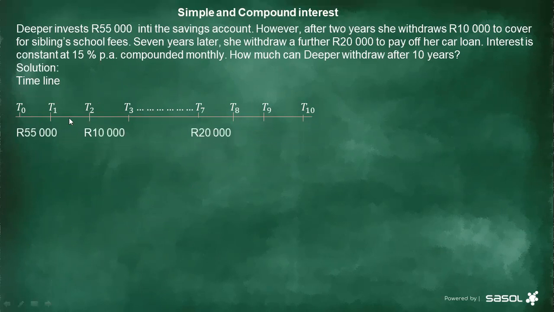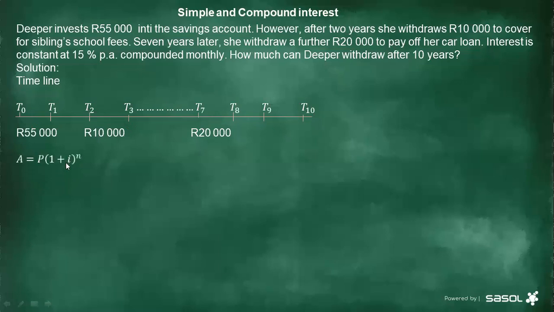And then the initial amount which was invested was 55,000. And then it says, however, after 2 years, she withdraws. It means after 2 years, 10,000 was withdrawn from the account. And then further, 7 years later, she withdraws a further 20,000. This is 20,000 after 7 years. And then let's calculate how much she will withdraw after 10 years. So we want to know after 10 years, how much money will be in her account.